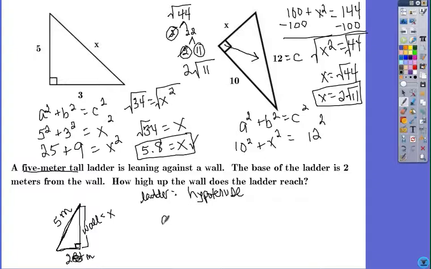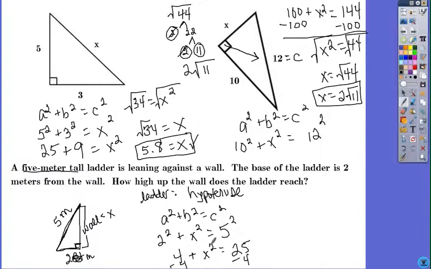So when I plug that in, a squared plus b squared equals c squared. Let's use 2 as a, so 2 squared plus, I'm looking for my other side, x squared is equal to the hypotenuse squared. 2 squared is 4. 5 squared is 25. I subtract 4 from both sides. Then I end up with x squared is equal to 21. Then I would do the square root of both sides, and x ends up being the square root of 21.